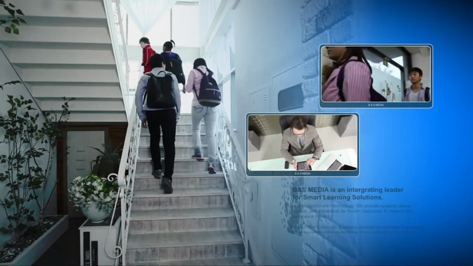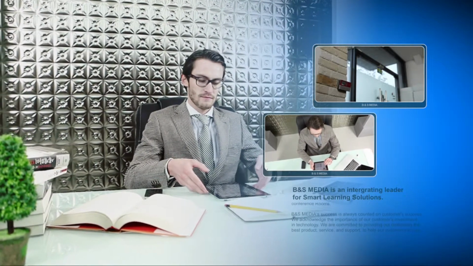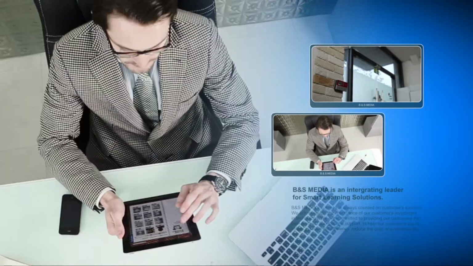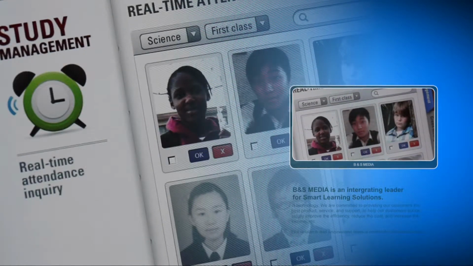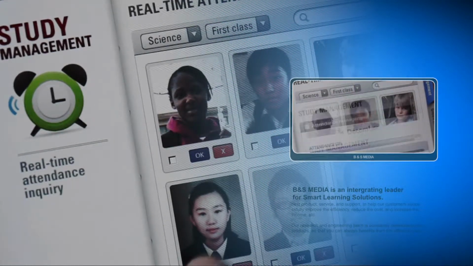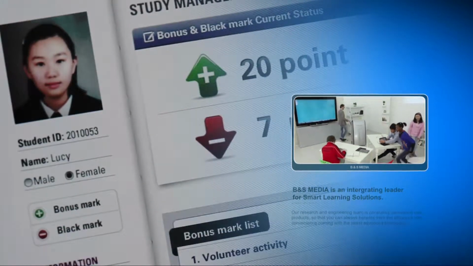Matthew is a teacher at an international school, and he starts his day by checking attendance from the electronic attendance record system. The electronic attendance record system allows you not only to automatically check student attendance, but also to look at various information on students' school activities.